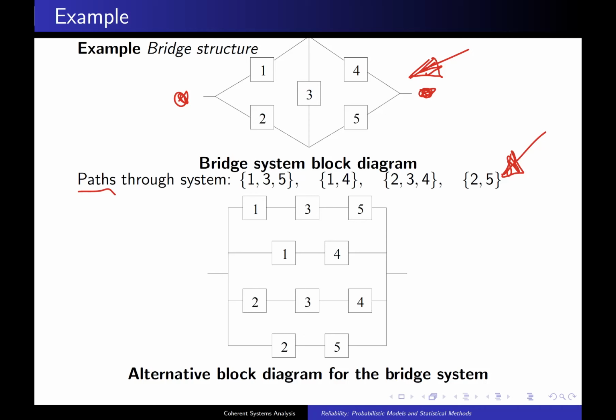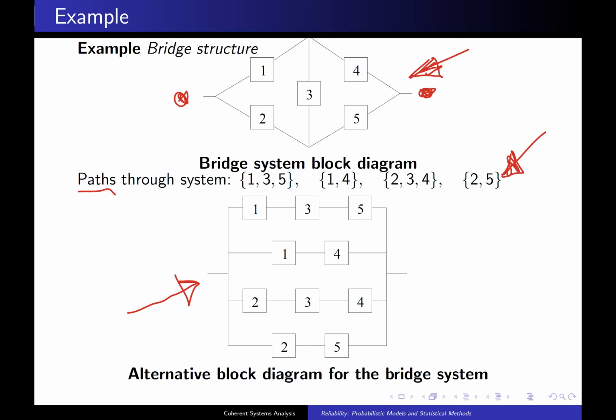But based on those paths through the system, we can draw an alternative block diagram for that bridge system that looks like this. It's ultimately a parallel system with series subsystems, and notice the 1, 3, 5, the 1, 4, the 2, 3, 4, and the 2, 5 are the elements in each of those systems.